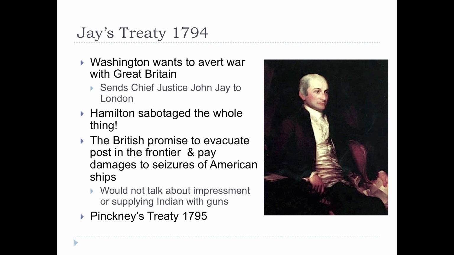Trade up and down the Mississippi River. This is more money for you as a country. So this turned out to be a really, really good treaty. Jay's treaty, not so good, because it turned out to be a weak treaty. But at least they got something with the British.